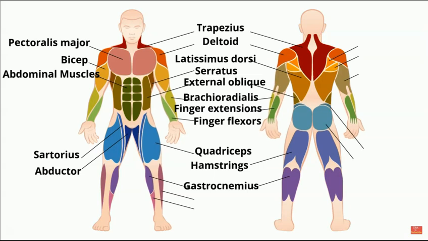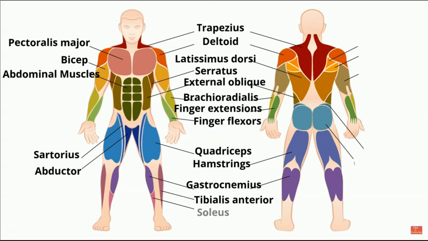The gastrocnemius forms half the calf muscle. Its function is flexing the foot at the ankle joint and flexing the leg at the knee joint. The tibialis anterior is responsible for flexing the foot backward and inverting the foot. The soleus is a powerful muscle at the back of the lower leg, aka the calf, and it runs from just below the knee to the heel. It's involved in standing and walking.